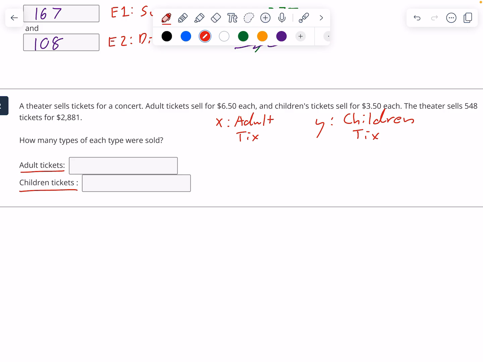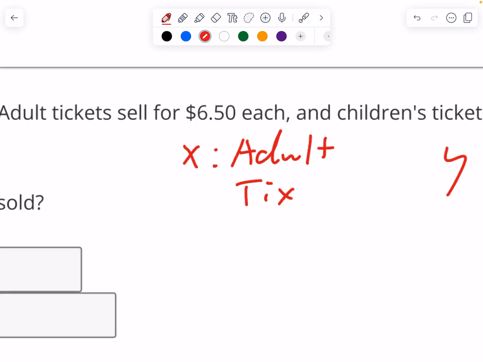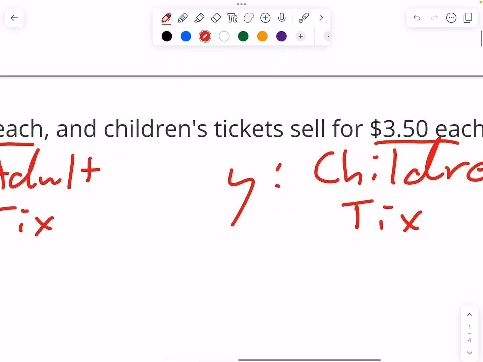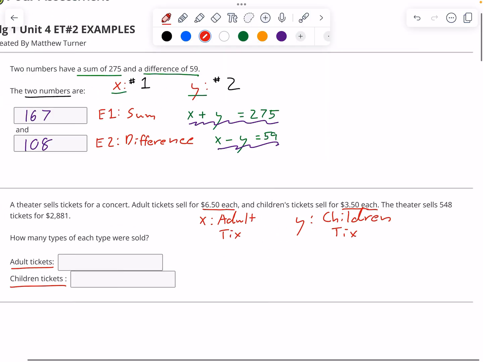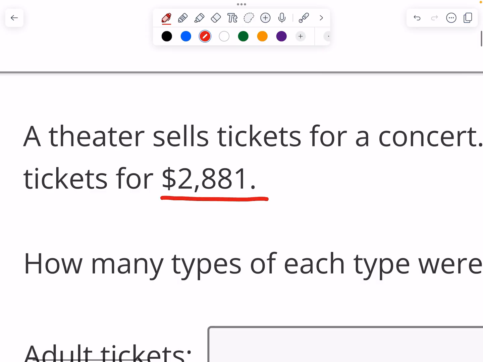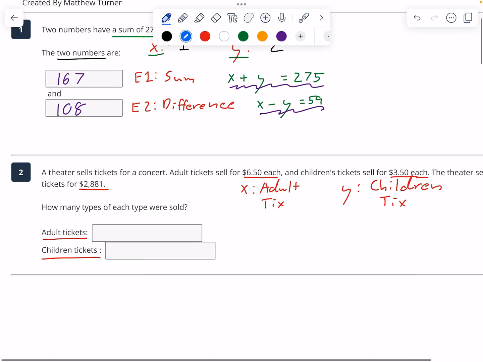Looking at this, we have to make some connections between the numbers. So I see 650, I see 350, right? And those are both money. And I see one more thing that has to do with money, and that's the 2,881. So I need to do something with the things that all are related to money.